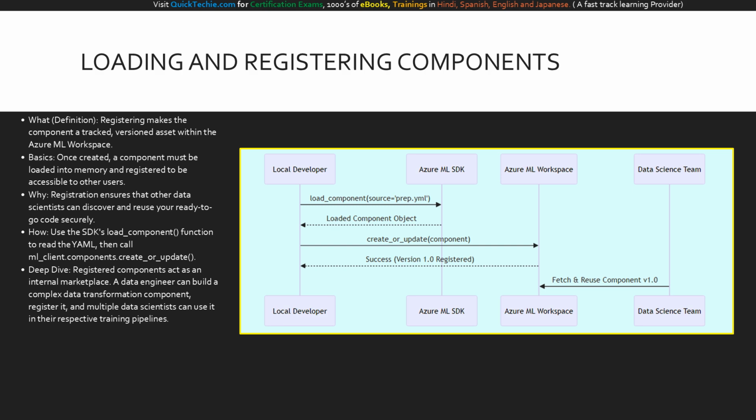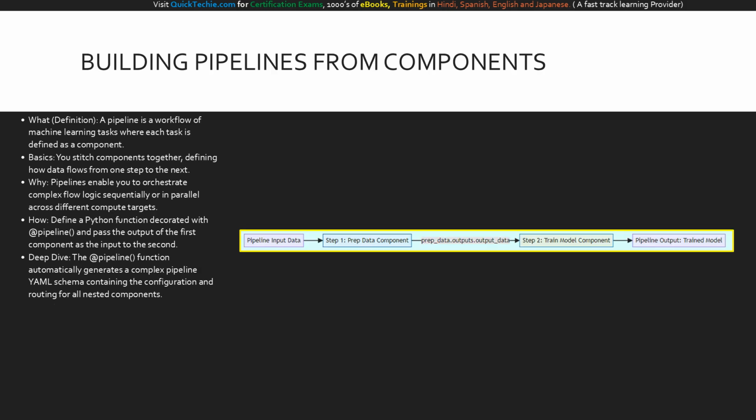Now, anyone else on the data science team can fetch and reuse this exact version-controlled component in their own separate projects. Now that we have registered components, we can build a pipeline. In Azure Machine Learning, a pipeline is defined as a workflow of machine learning tasks where every single task is a component. This allows you to arrange tasks sequentially or in parallel. You can even run different components on different compute targets. For instance, running data prep on a massive CPU cluster and model training on an expensive GPU cluster.